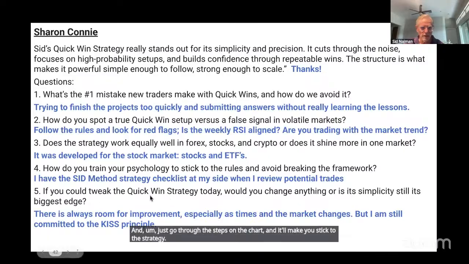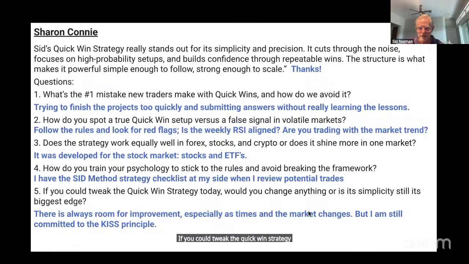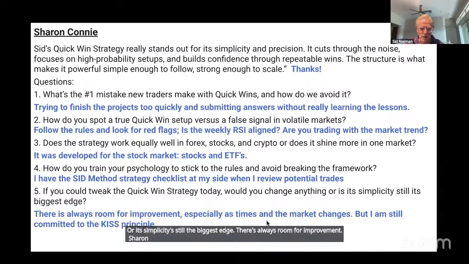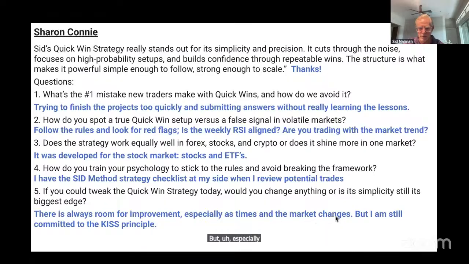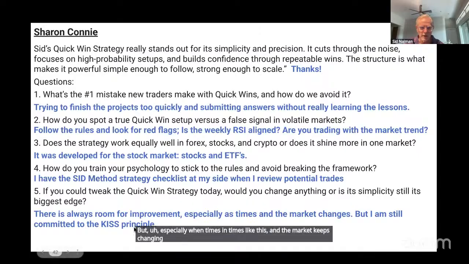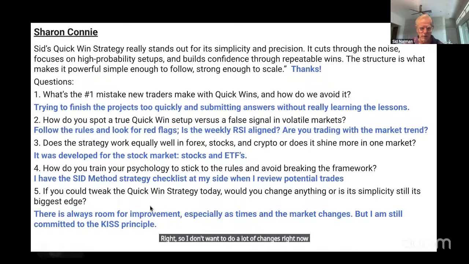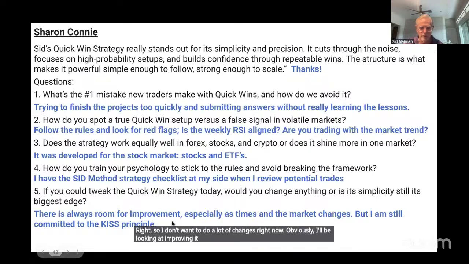If you could tweak the quick win strategy, would you change anything, or is its simplicity still the biggest edge? There's always room for improvement. Sharon, that's another great question. You get gold stars for all the great questions. But especially at times like this, when the market keeps changing, I'm still committed to the keep it simple SID principle, right? So I don't want to make a lot of changes right now. Obviously, I'll be looking at improving it, because nothing stays static. It's always going to be improving.